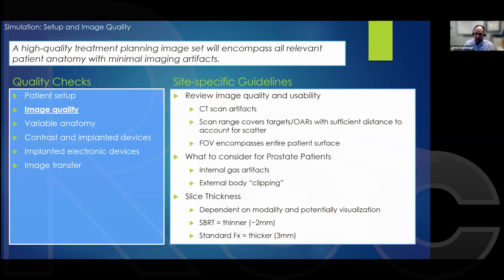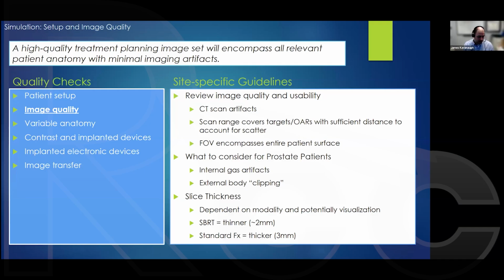Some patients can be really quite large, or maybe it's, in this case, not as applicable, but there can be lateralized situations. Are we capturing the anatomy? If we're not, if we're clipping, do we have a plan to account for that? On the patient level, for prostate, thinking about things like gas, are there gas artifacts? I've already mentioned the external body clipping, and then slice thickness.